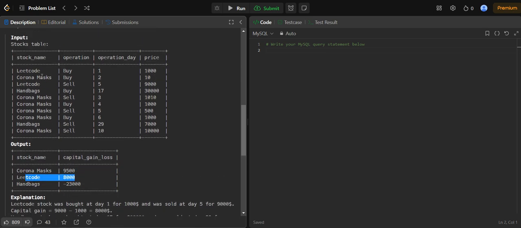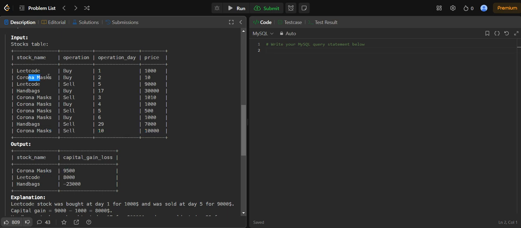Okay. Corona Masks. Bought at rupees 10. Then Corona Masks sold at rupees 10. Then 1000 is the total capital gain. Again bought at 1000 and sold at 500. So minus 500. Now bought at 1000 plus 500 and sold at 10,000. So 10,500, right?